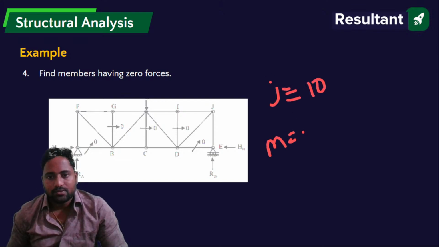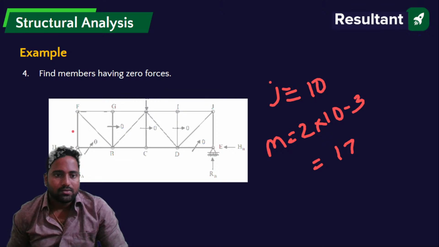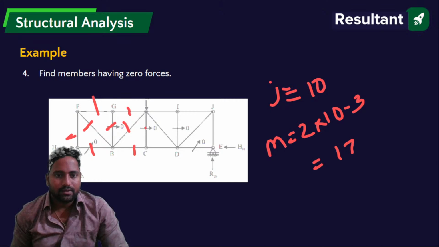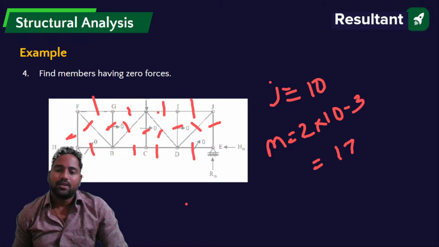So m equals 2 into 10 minus 3, that equals 17. So count: 1, 2, 3, 4, 5, 6, 7, 8, 9, 10, 11, 12, 13, 14, 15, 16, 17. So m equals 2j minus 3.